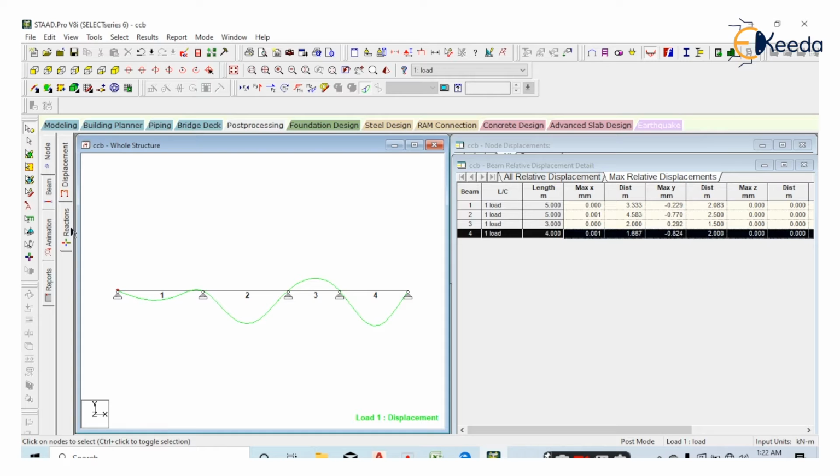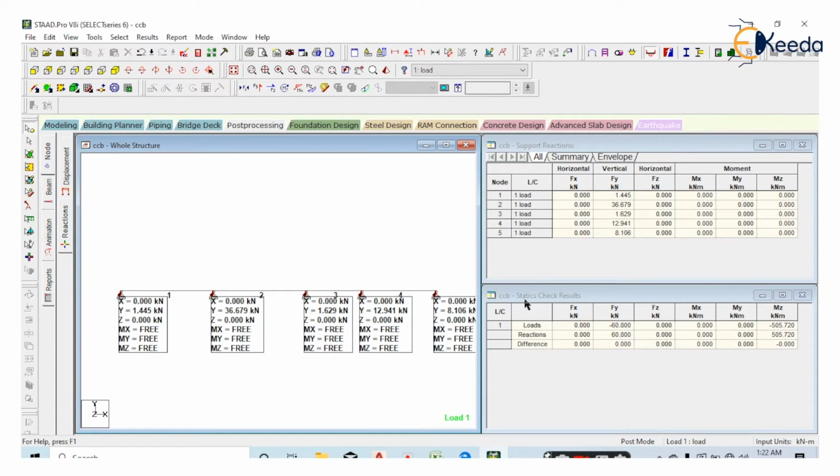Just go to the reaction and you can find all the reactions like X, Y, and Z at the support, and MX, MY, and MZ. If you apply fixed support, it will show all the reactions, reaction in X direction, Y direction, Z direction, movement in X and Y and Z direction. Okay, since it is a pin support, so it shows a movement is free.